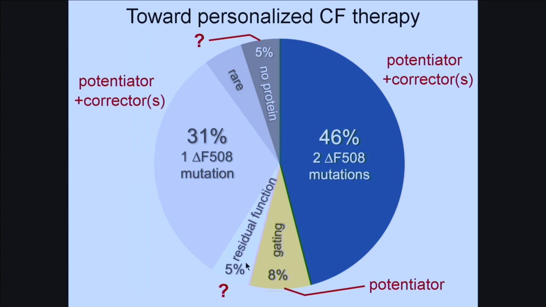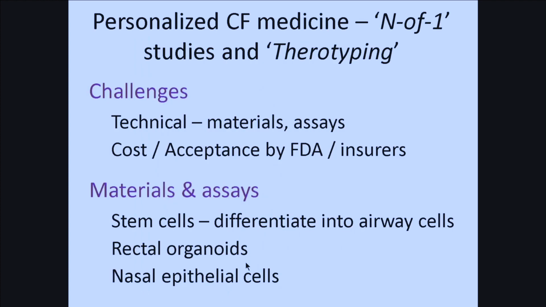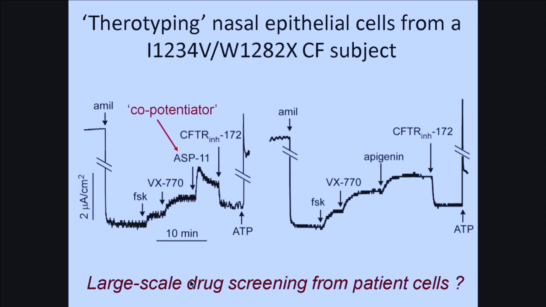It's become very popular to think about doing screens and doing theratyping. So personalized CF medicine has been called N of 1 medicine, or theratyping, finding a therapy that's specific for one patient. And there's a number of challenges as listed here. And materials are always a problem. I think by far the best are nasal epithelial cells, because the intestine is not the airway, and the airway is where the real serious pathology occurs in CF.